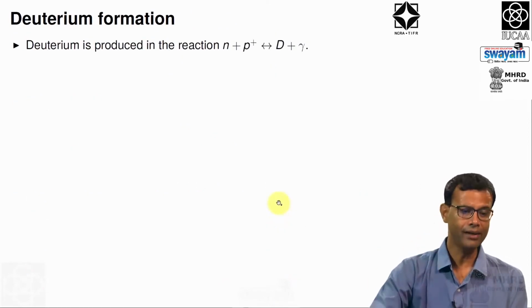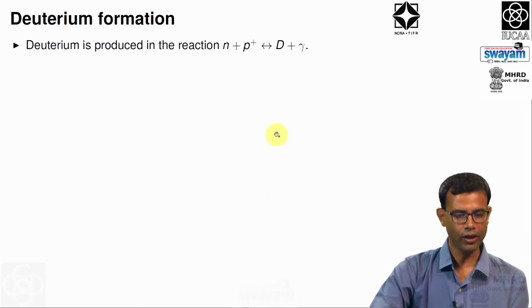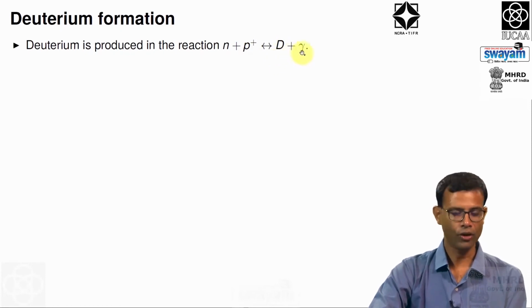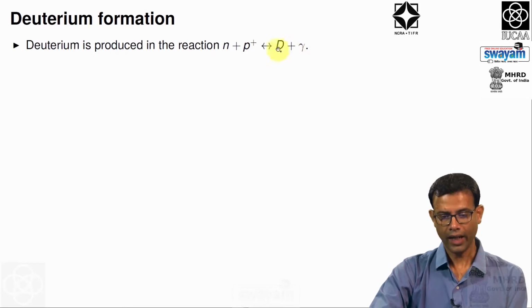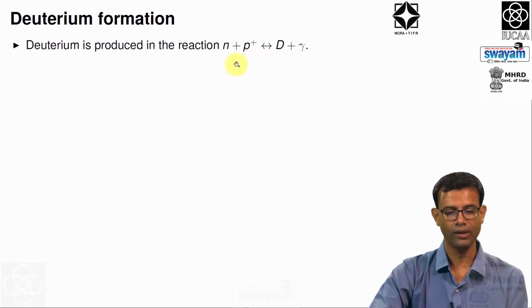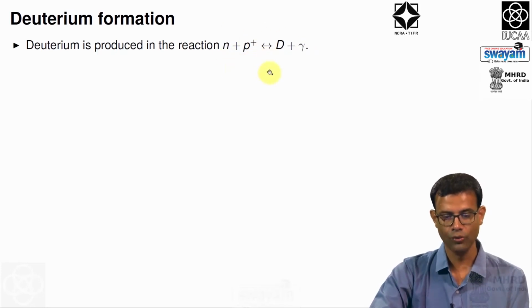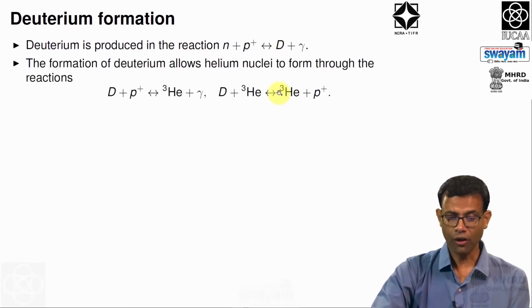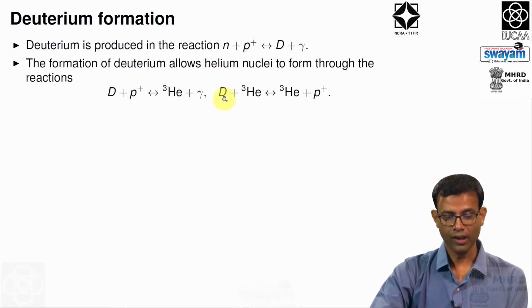So, let us understand the deuterium formation. Deuterium will be produced when a neutron and a proton come together and produce a deuterium and a photon. In general, at high energies the reverse reaction also works. A deuterium can be hit by a photon and disintegrate into a neutron and a proton. So, it is not easy to keep a deuterium stable. The formation of deuterium is very important, because unless you form deuterium you cannot form the heavier helium nuclei.